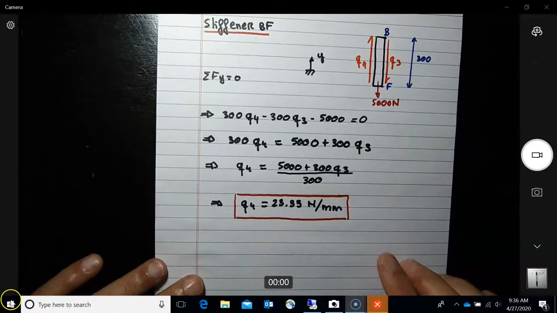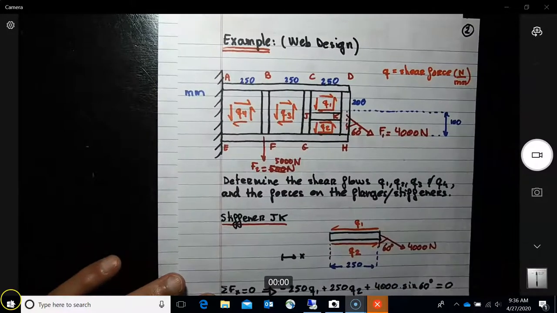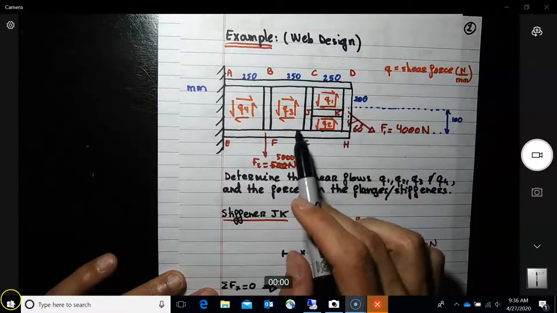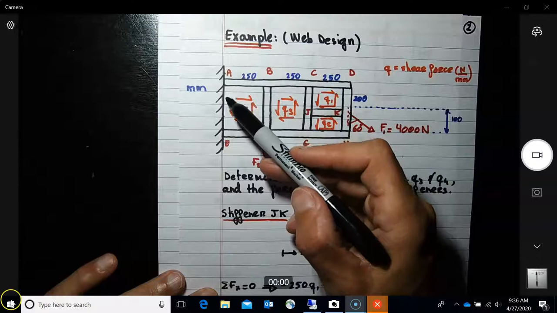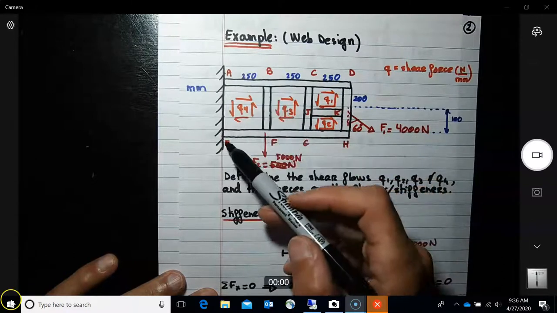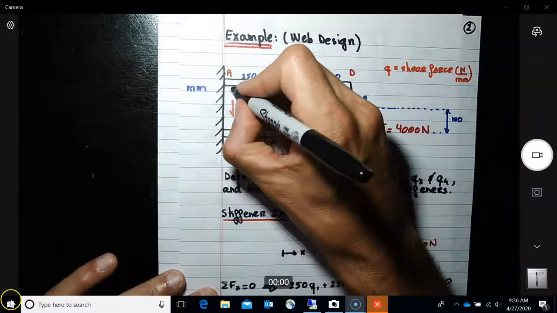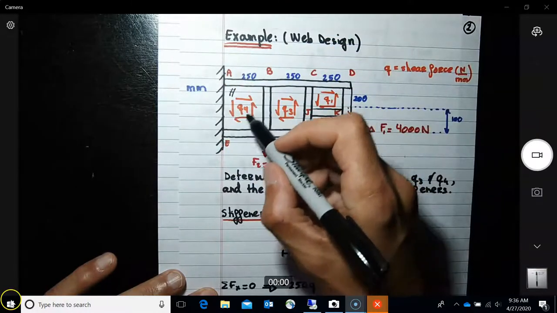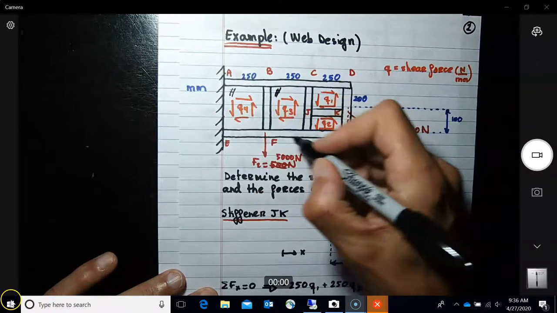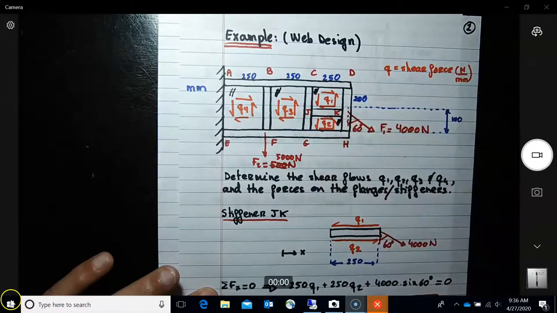Okay, so what is Q1, Q2, Q3, and Q4? So if you remember, this is flanges, stiffeners, and then you have skin or web connecting A, B, F, E. So you have a panel covering all this. Okay? On that panel, the shear flow will be Q4, and this one will be Q3, this one will be Q1, and this one will be Q2. Okay?